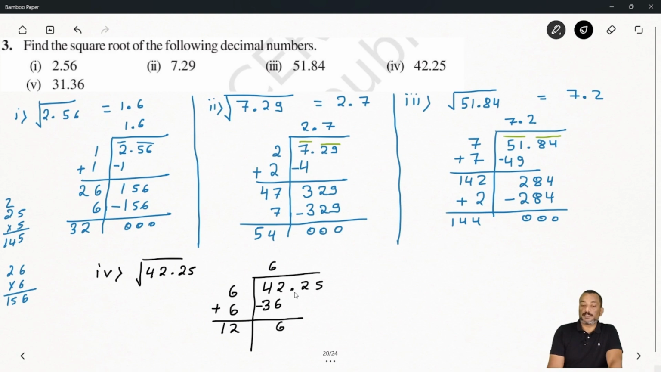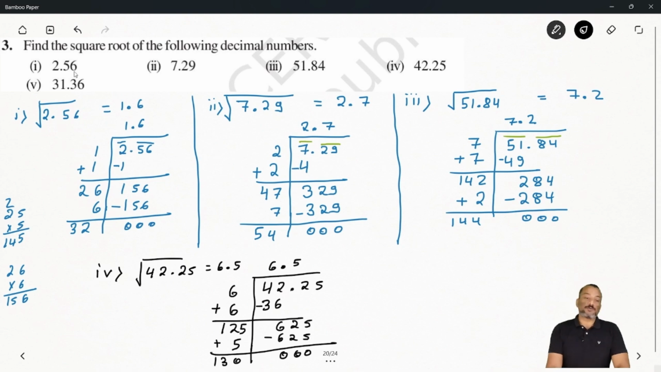Now to bring down 25 we have to put a decimal. So now 25 comes. In 12, by which number can you multiply? So you will get 620. You can multiply with 5. So 5 also add. You can write 5 here. So here you will get 625. This will subtract, this will add. So you will get 130 and this will get 0. So the square root of 42.25 is how much? 6.5. Hope it's clear.